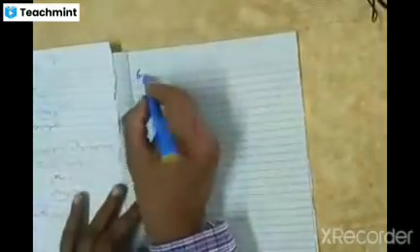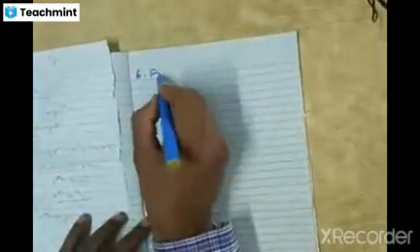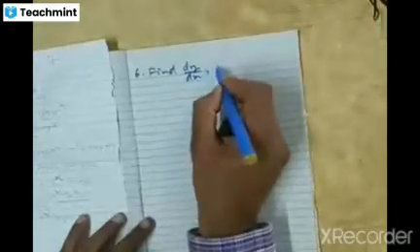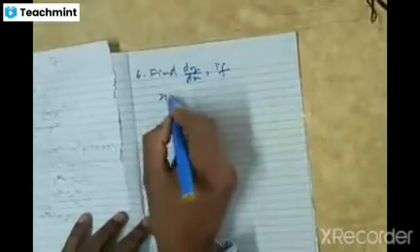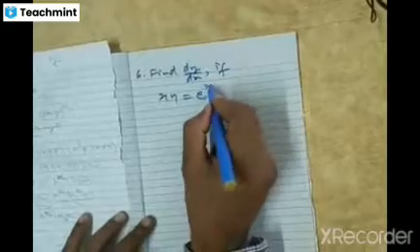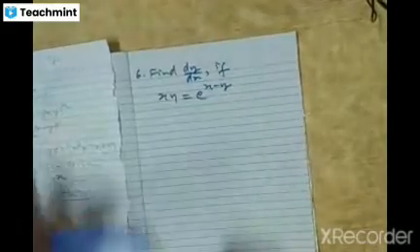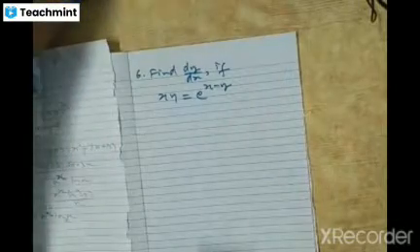Next, we shall move on to the next problem. Problem number 6. Find dy by dx if x^y is equal to e^(x-y). Okay. The question is, what is dy by dx?